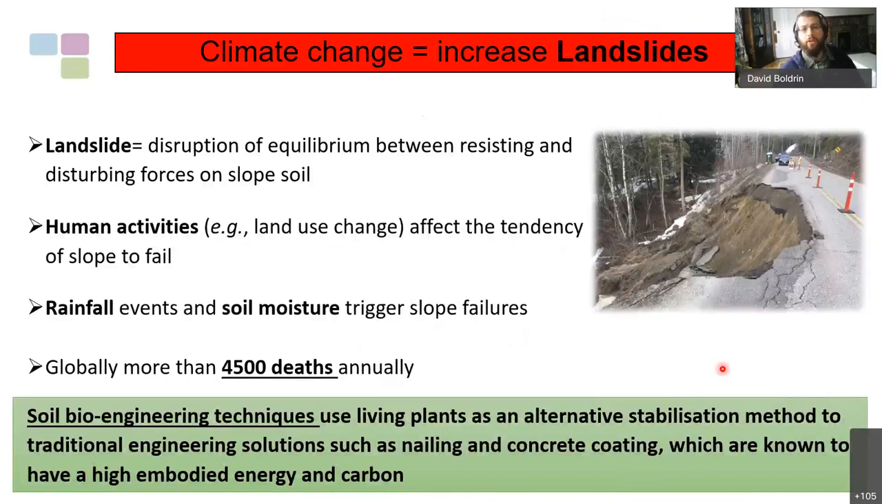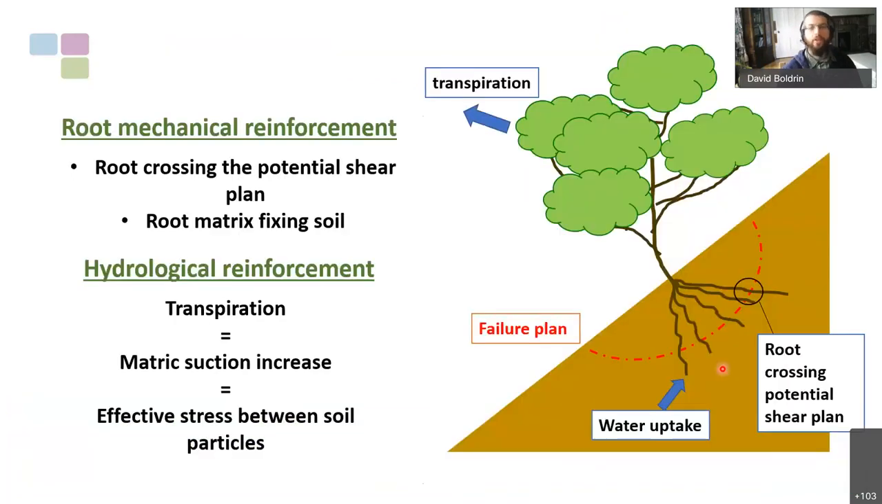We already know that slope failures and landslides are predicted to increase as a consequence of climate change, and also that human activities such as deforestation are increasing the tendency of slopes to fail in the presence of triggers such as heavy rain events. In this context, soil bioengineering can represent a cost-effective and environmentally friendly solution for the stabilization of slopes, as an alternative to traditional engineering techniques which have high embodied energy and carbon. But how can plants stabilize soil on slopes?